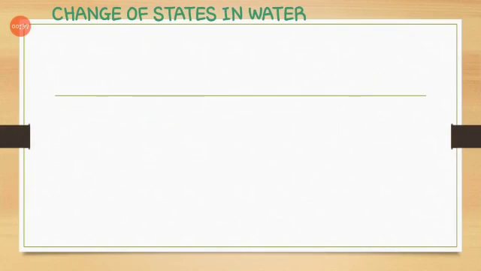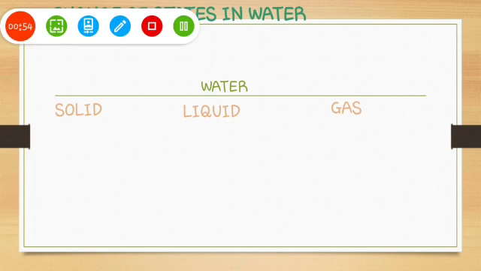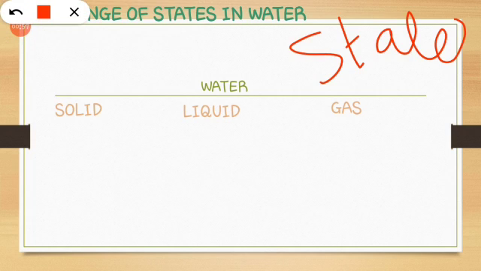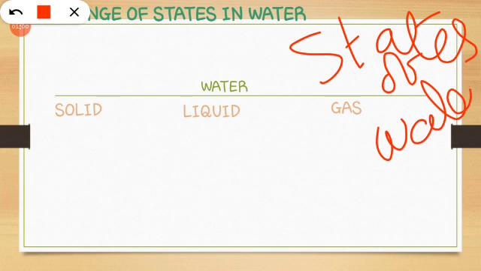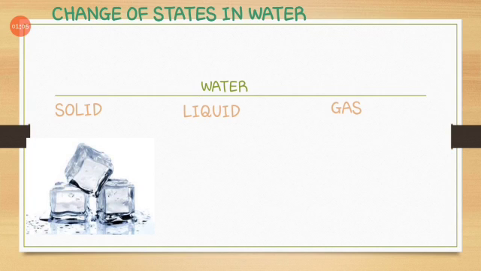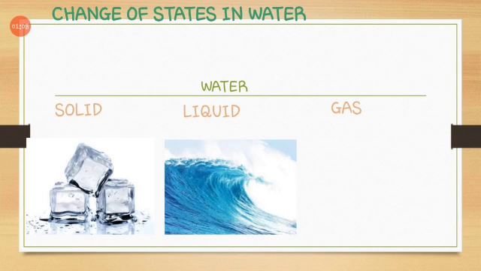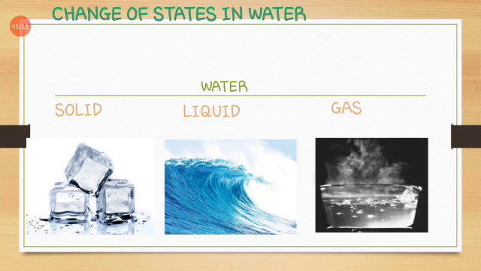First we discuss the change of state in water. Water occurs naturally in three forms: solid, liquid and gas. These forms are also called states of water. Ice is in solid form, water is in liquid form and water vapor is in gaseous form. These states occur naturally because of temperature changes.